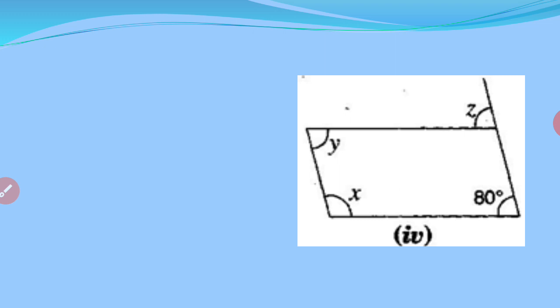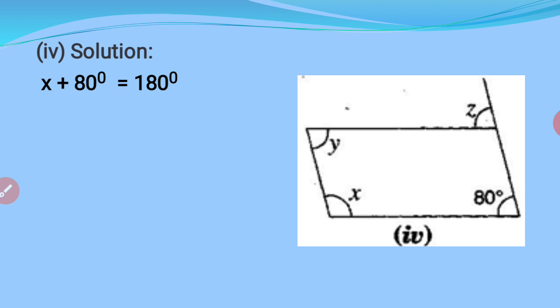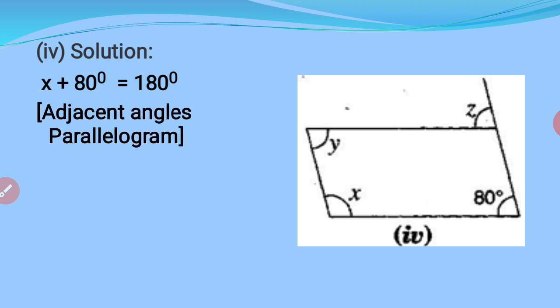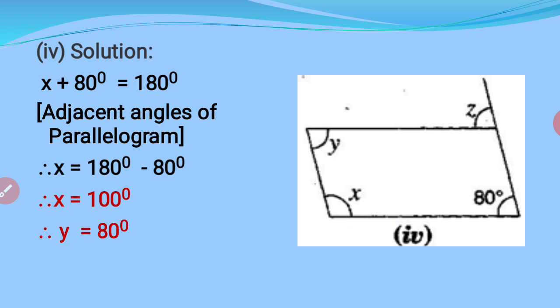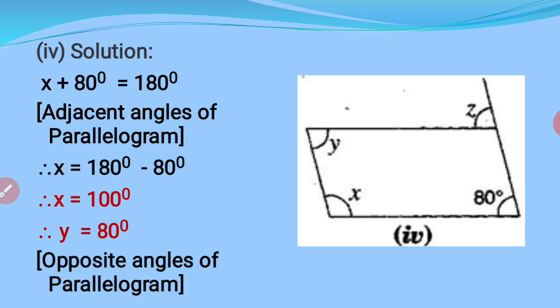One more example to go. Here one measure is given, that is 80 degrees, the rest 3 to be found. We can find out x because x and 80 form the adjacent angles of a parallelogram. They add up to 180, that is, they are supplementary angles. When we solve it, we get x equal to 100 degrees. The next is y equal to 80 degrees because y and 80 are opposite angles of a parallelogram which are always equal.